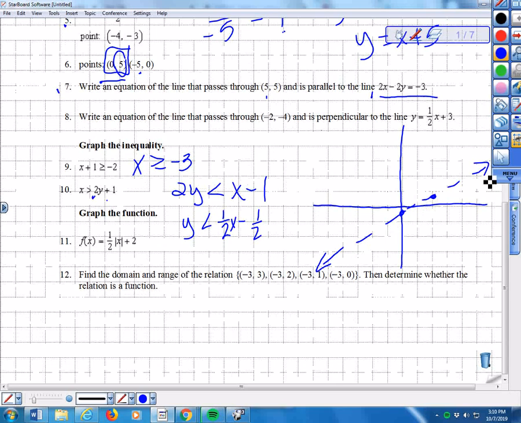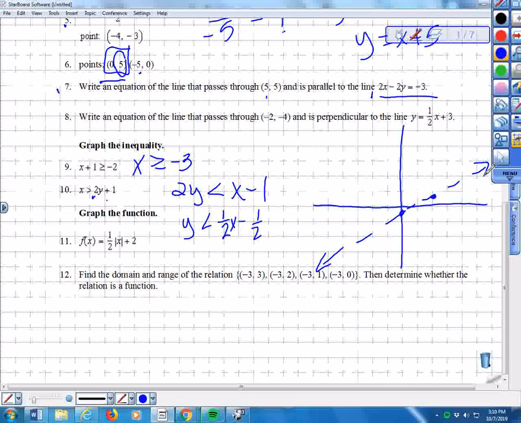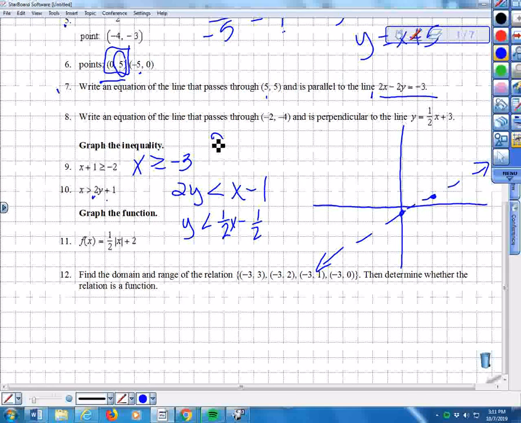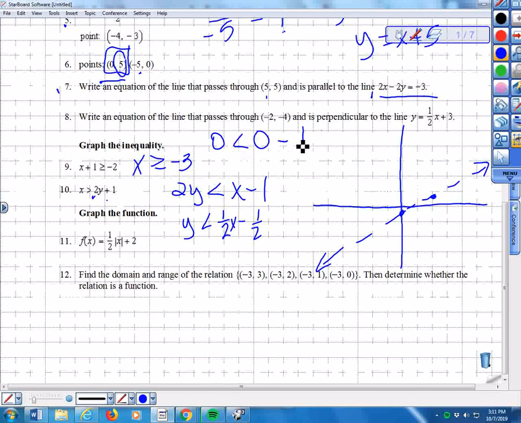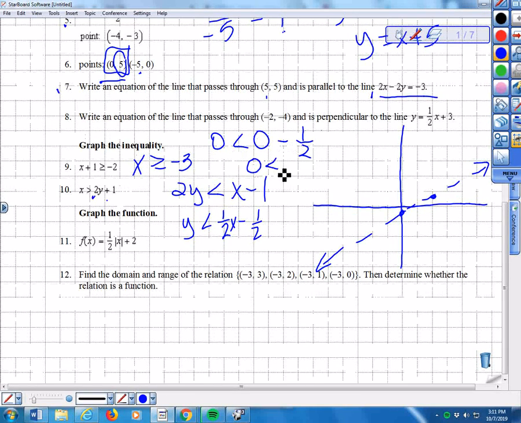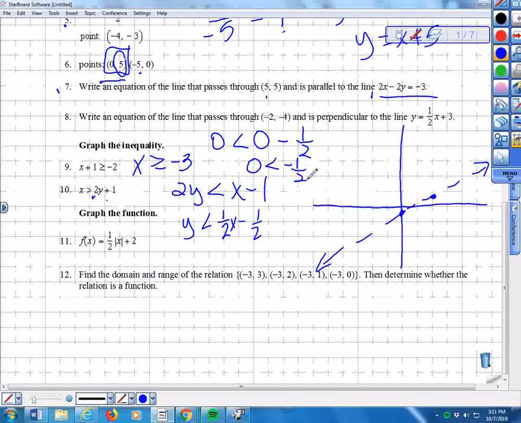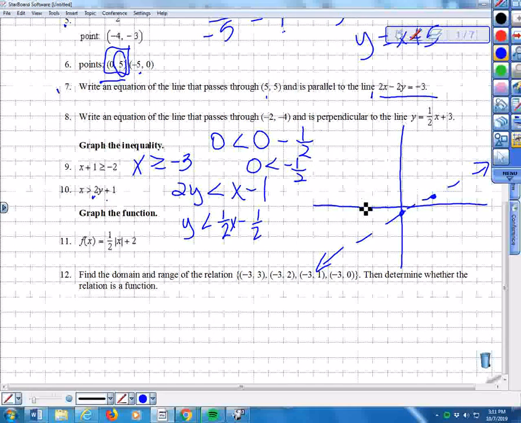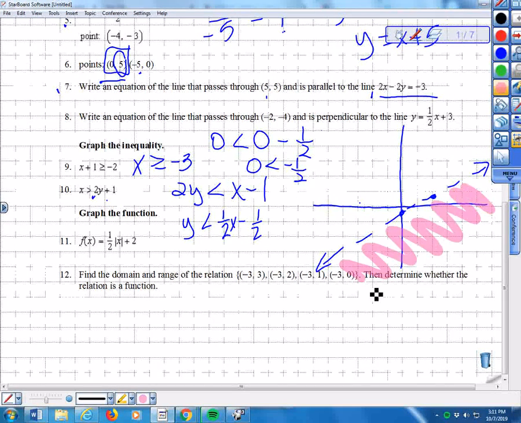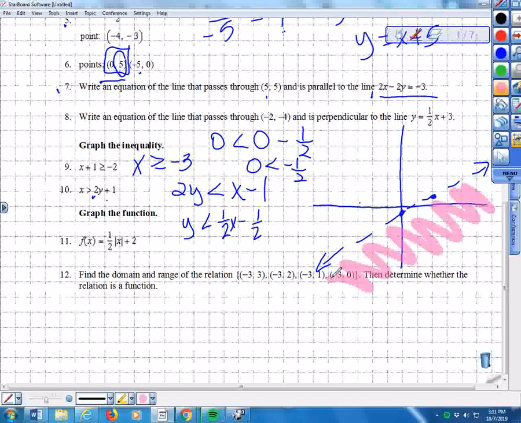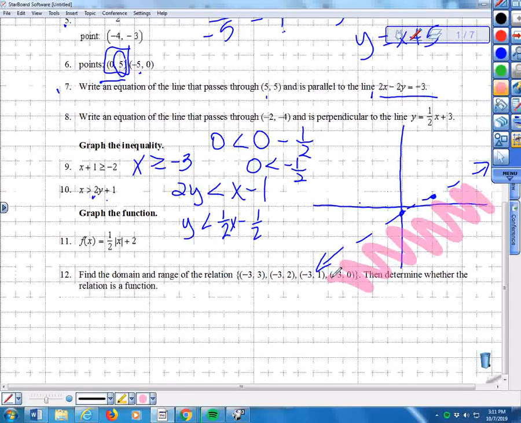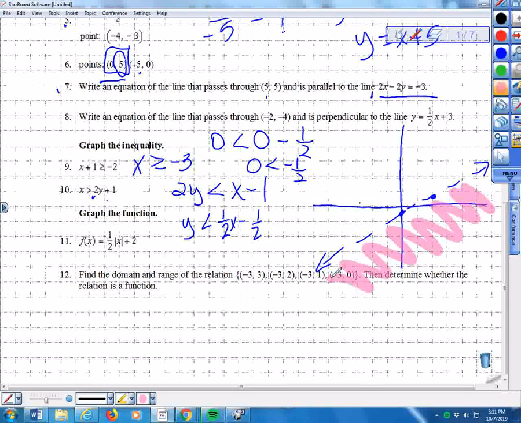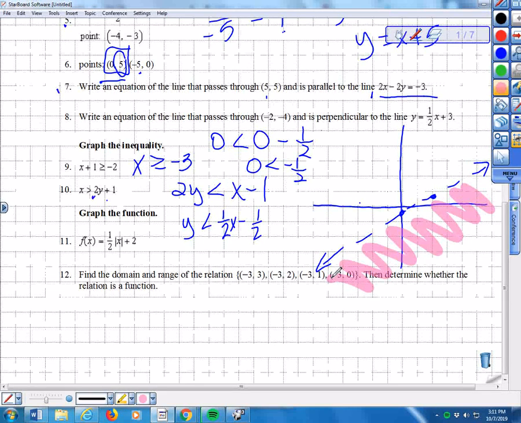Okay, now I've got to figure out the shading. So I'm going to plug in 0, 0 because I can see 0, 0 is not on this line. If I plug 0, 0 in, I get 0 is less than 0 minus 1/2, or 0 is less than negative 1/2. Is that true? No. So that means 0, 0 is not included in the shading. Everything on the other side is. This is complicated. I would recommend you watch this again, stop it, try it, start it, check it, and so on.